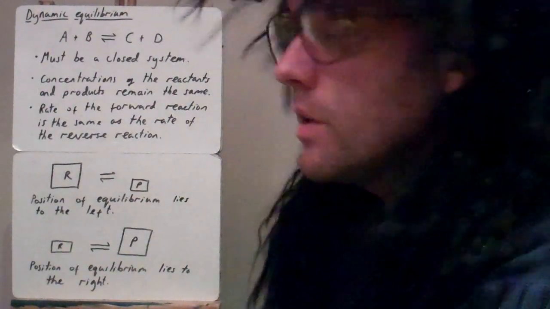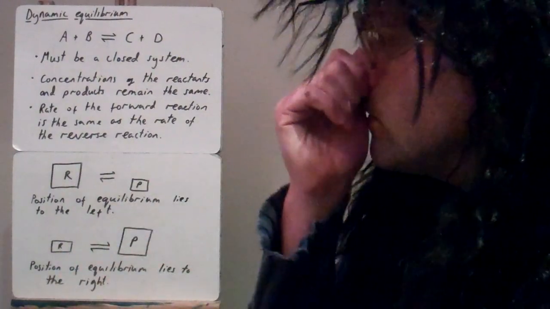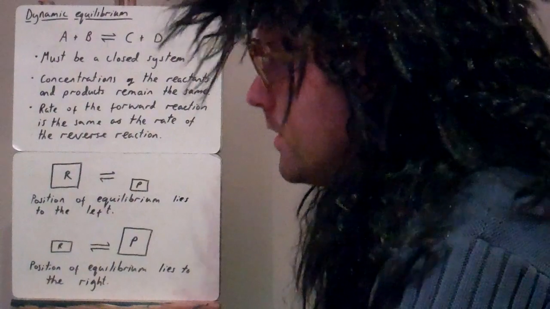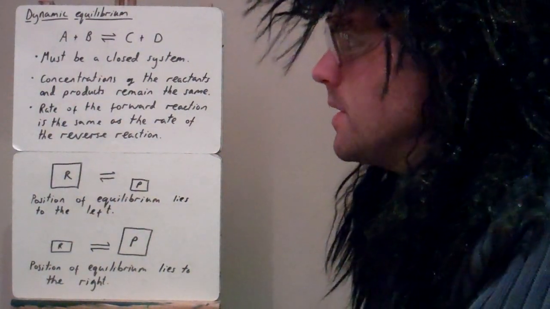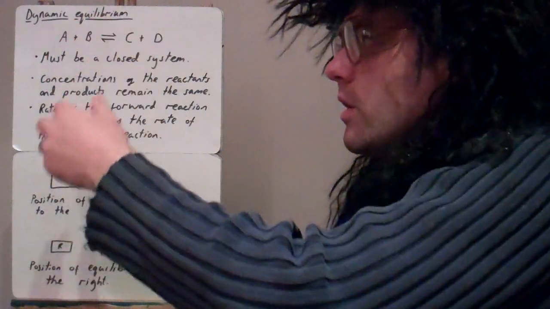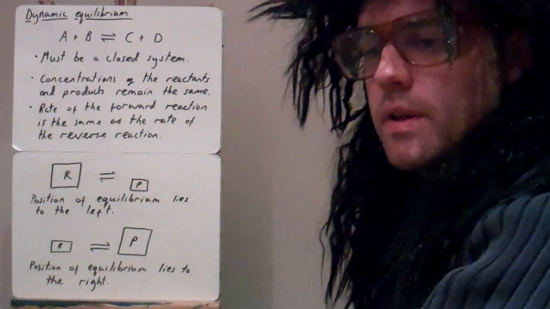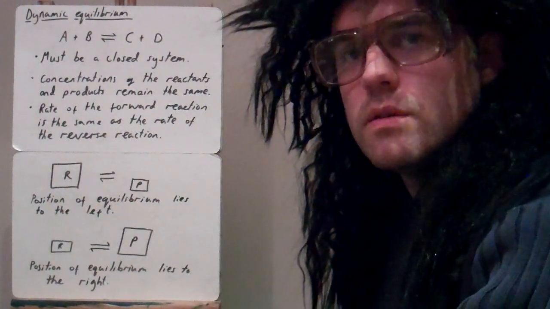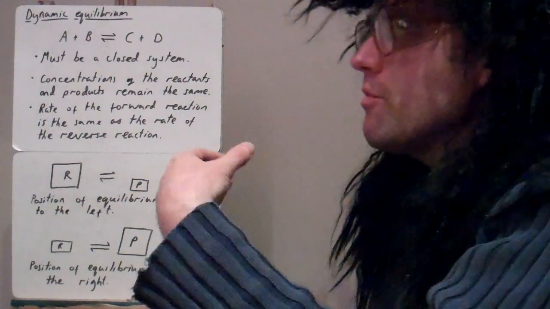Dynamic equilibriums occur where you have a reversible reaction. Certain conditions have to be there for this to occur. First of all, it's got to be a closed system. That means that none of the reactants or products can leave this situation. So it couldn't happen if some of the products were gases. It would have to be in a closed, sealed container. Otherwise, you'll never reach equilibrium.